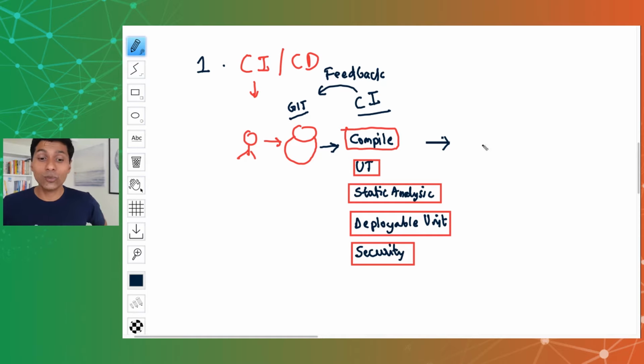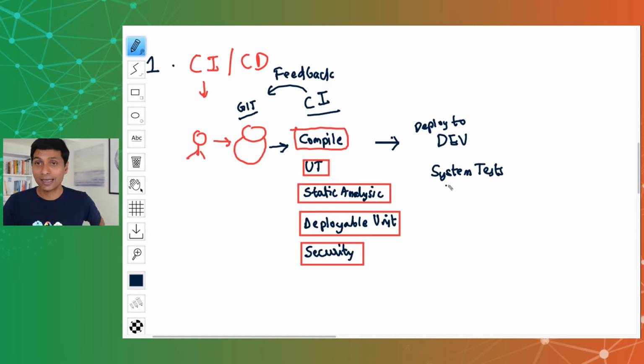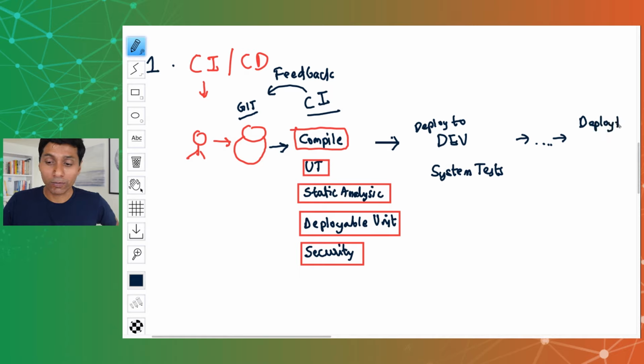The next step is you'd want to be able to deploy your application to an environment as well. Maybe you have a test environment. So you would actually deploy to a test environment, or a dev environment, for example. If everything goes fine, you'd also want to be able to run a few system tests. So once you deploy to a dev environment, you might want to run a few automated tests as well. And you might want to promote it to other environments and finally deploy to prod.